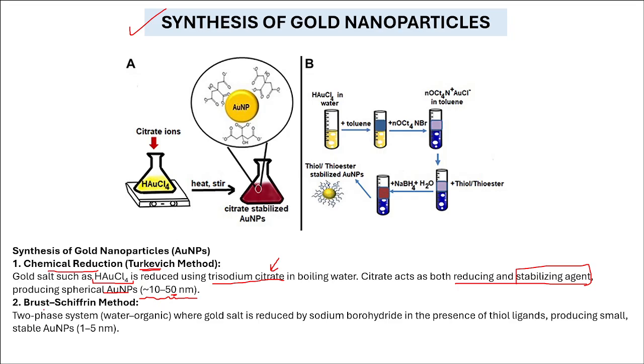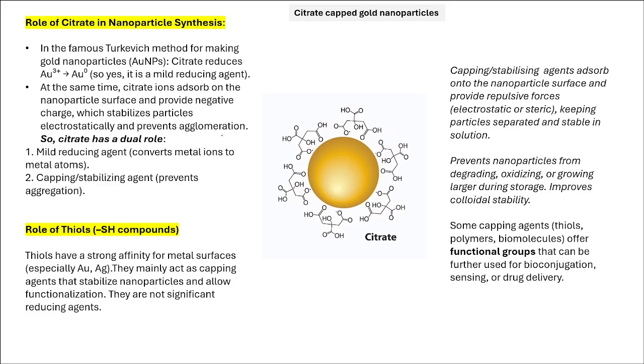The other method is the Brust-Schiffrin method. In this there is a two-phase system, water and organic, where the gold salt is reduced by sodium borohydride. This one is a weak reducing agent, used in the presence of thiol ligands, producing small stable nanoparticles. You can follow this protocol if you want to synthesize gold nanoparticles in the 1 to 5 nanometer range, like ultra small gold nanoparticles.